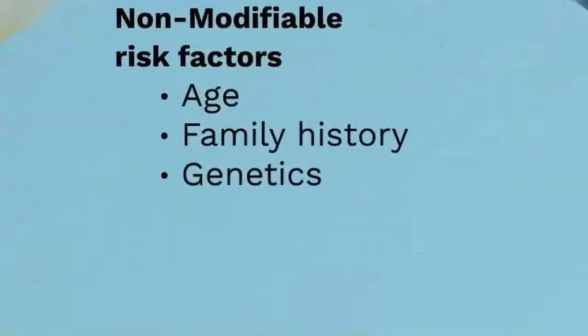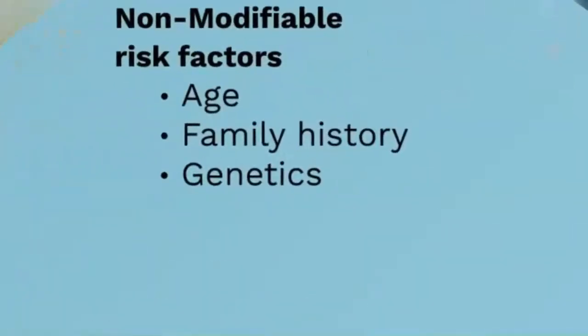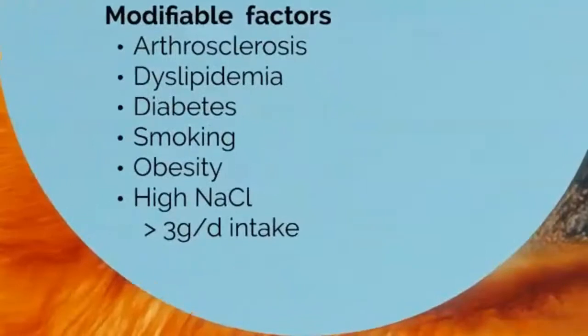The well known risk factors for hypertension can be classified as modifiable and non modifiable risk factors. The non modifiable risk factors are age. Naturally, with increasing age, there is going to be increased stiffness of arteries, loss of elasticity. Family history and genetics are important because it's quite evident that hypertension runs in families. Now, the common modifiable risk factors are atherosclerosis, a condition that we discussed in the past, dyslipidemia, diabetes, smoking, obesity, and high salt intake, which have a clear-cut relationship to elevated blood pressure.